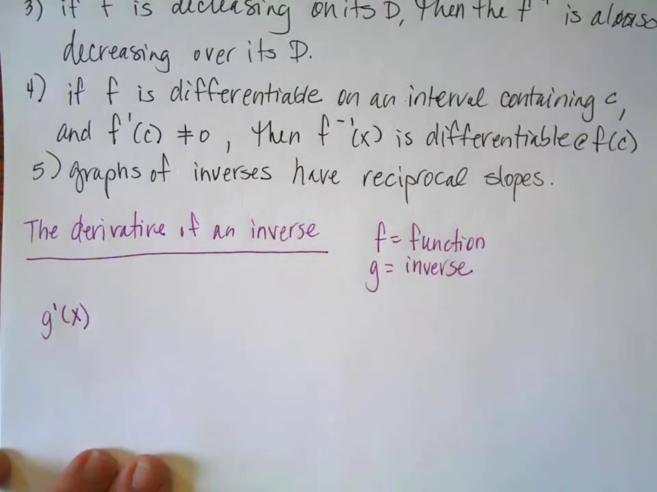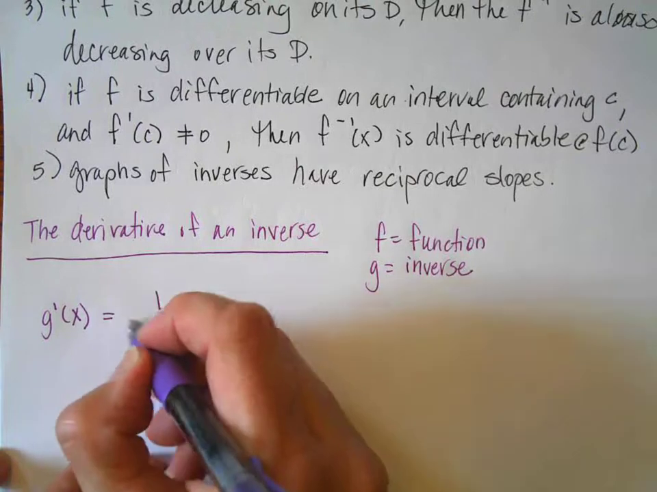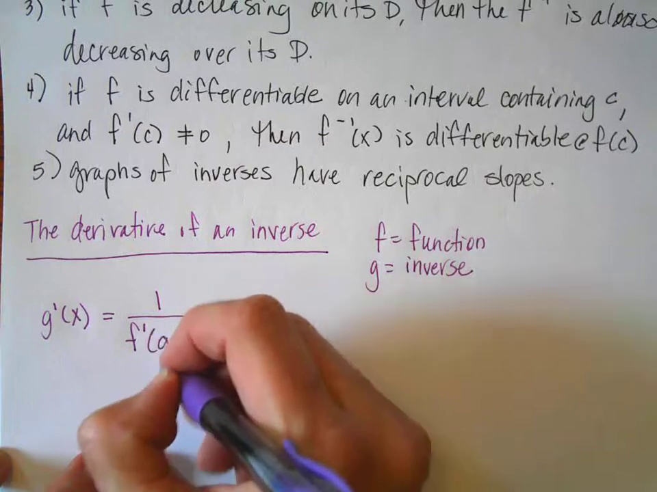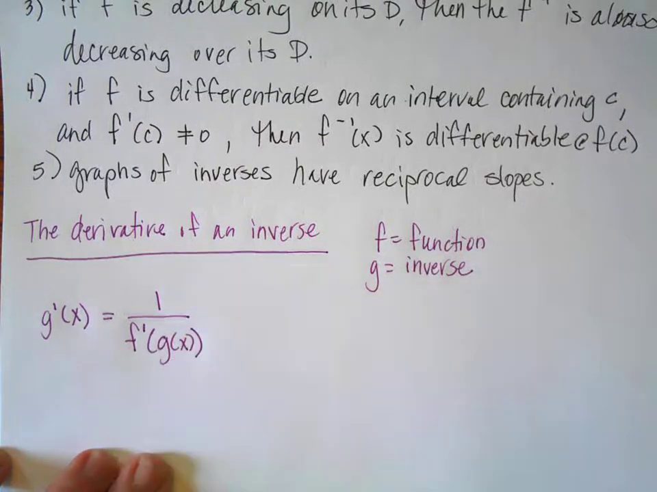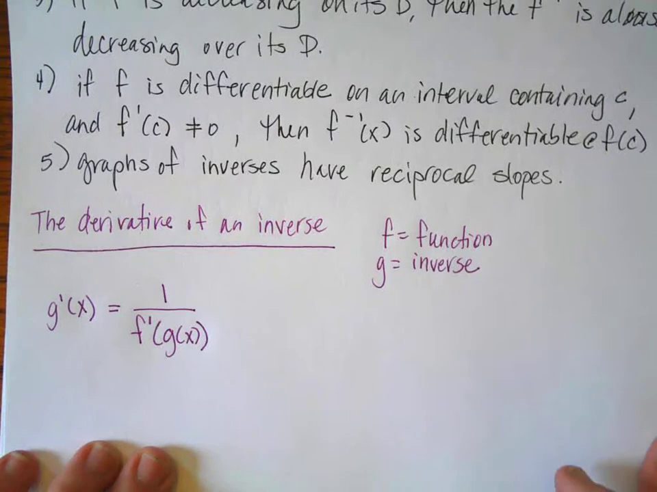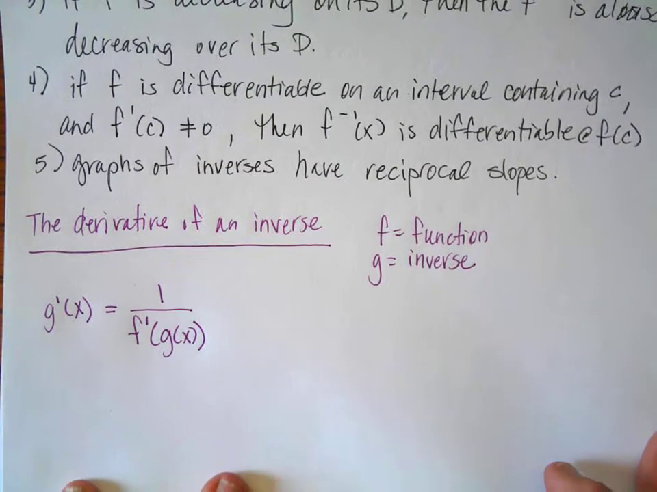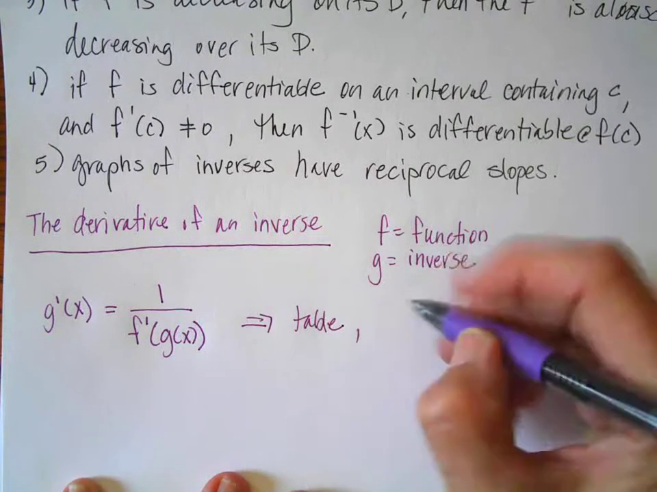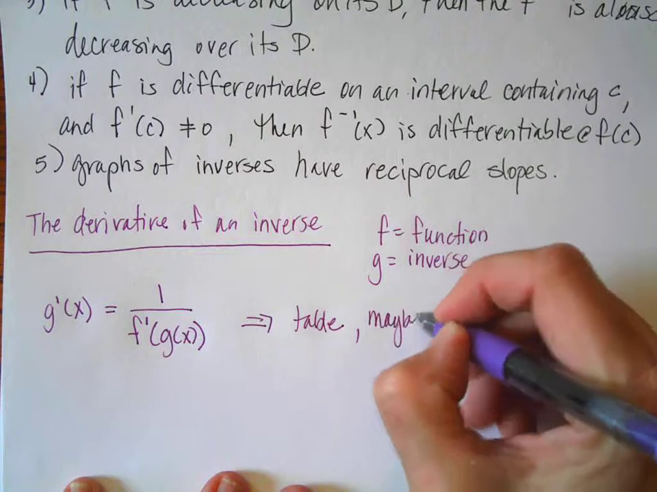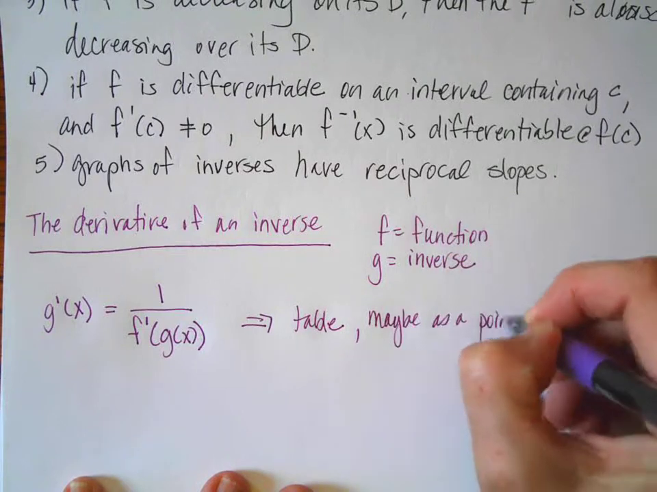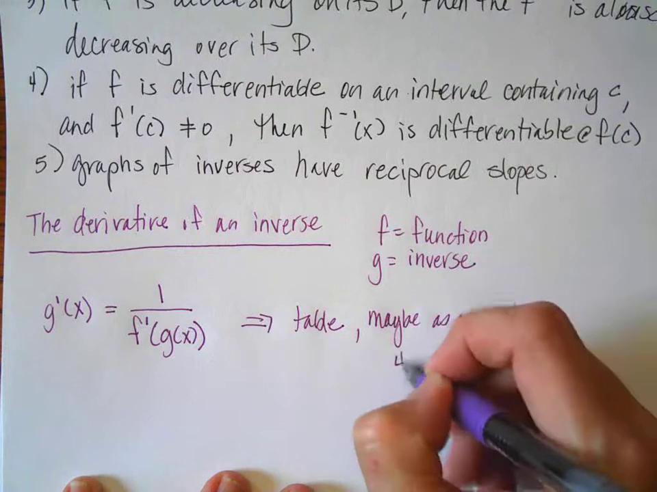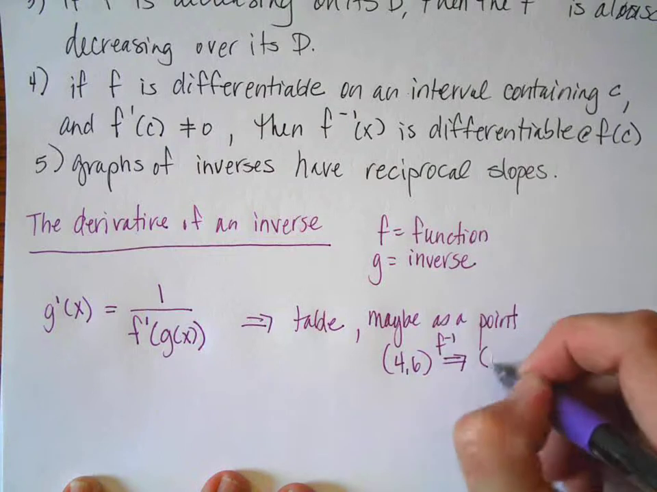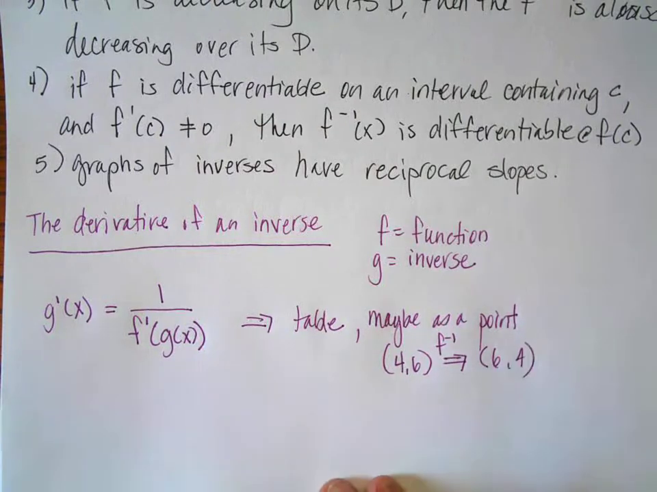So then that tells me the derivative of the inverse is equal to 1 over the derivative of f, and the composition with g of x, okay? So sometimes on these, remember, they present in entertaining ways. And the way that they often present themselves is in a table or maybe as a point. So maybe I'm going to have the point (4, 6), and then remember that the inverse of that is going to be (6, 4).